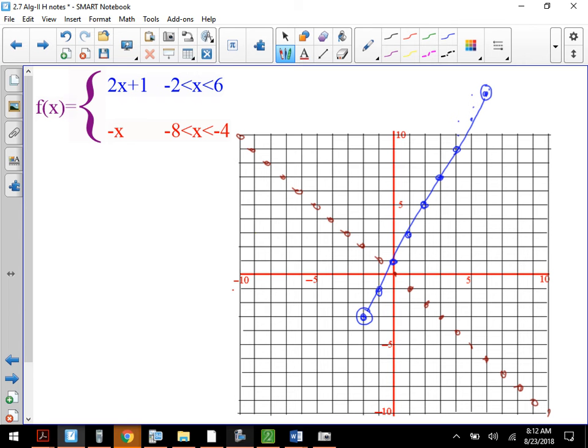That graph only occurs where? In between -8 and -4. So between -4, 5, 6, 7, 8, and -8, I'm just looking at that part. The rest of it gets erased.